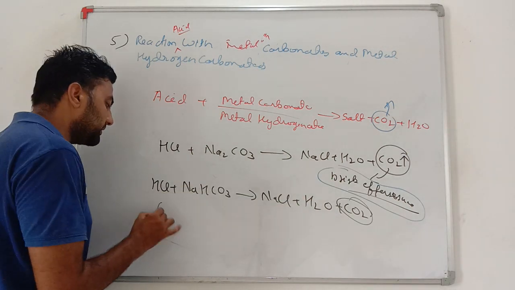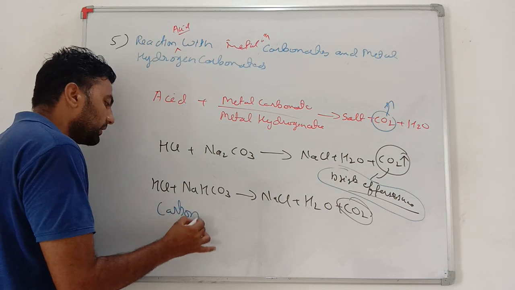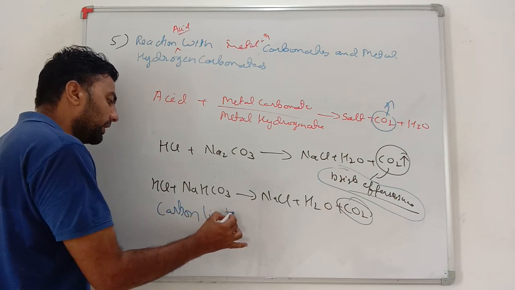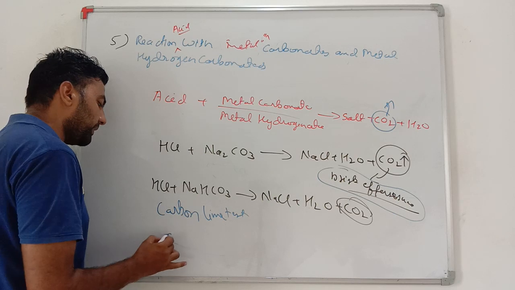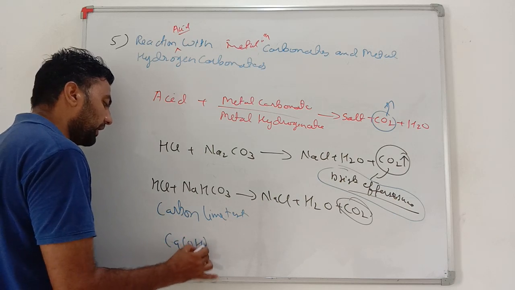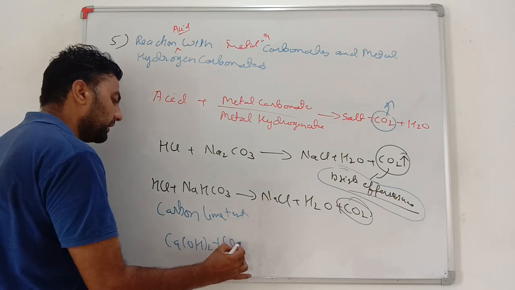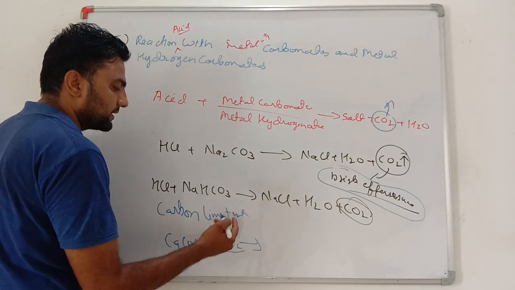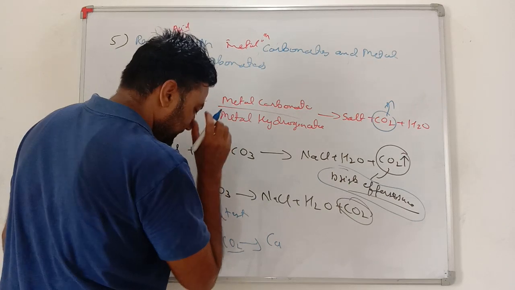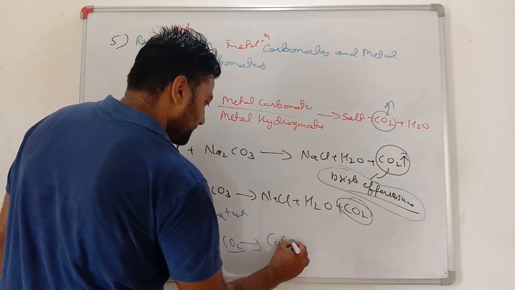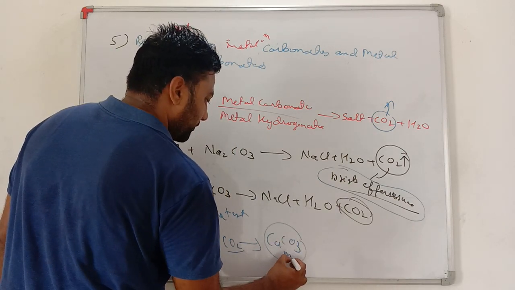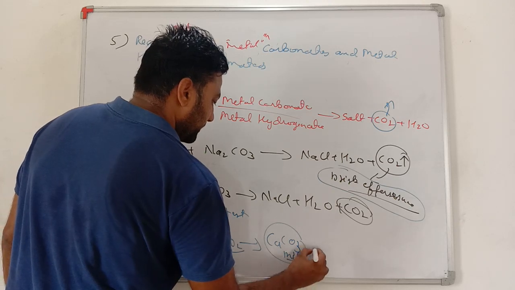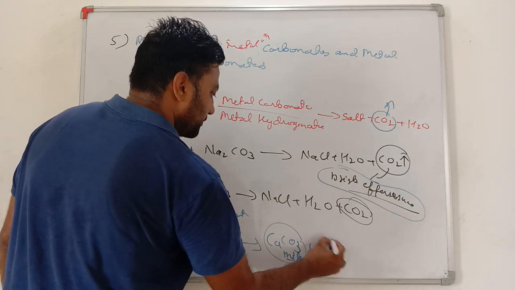Even though you can do the carbon dioxide test, very important: if this gas is passed through lime water, the lime water turns milky. That is Ca(OH)2, that is lime water, and this is carbon dioxide. What we get is CaCO3, that is calcium carbonate, that is milky in color, plus H2O.